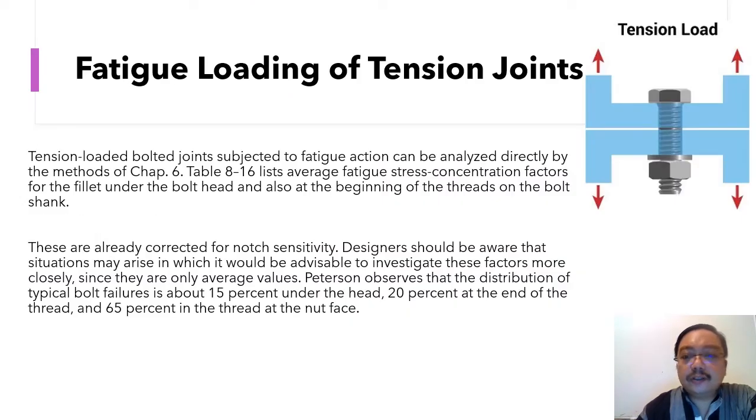So, fatigue loading on tension joints. What is fatigue loading on tension joints? Bolts subject to fatigue action can be analyzed directly by the method of Chapter 6. Table 8-16 lists average fatigue stress concentration factors for the fillet under the bolt head and also the beginning of threads on the bolt shank.